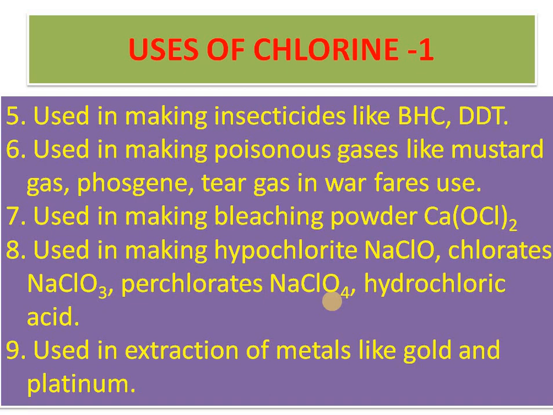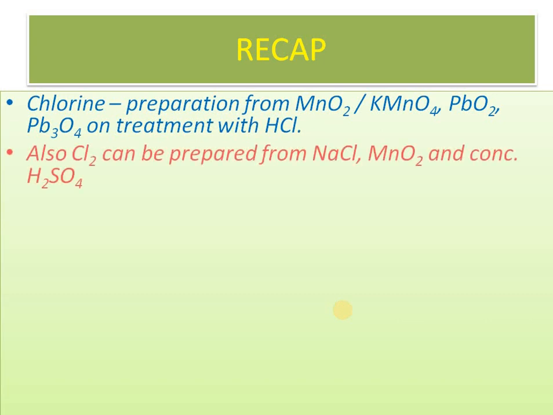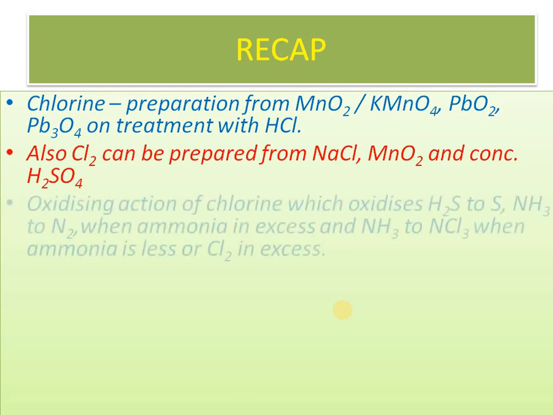So you should remember that with cold and dilute what was formed, hot and concentrated what was formed. Here it is a link. Perchlorate, NaClO4. Hydrochloric acid is used in extraction of metals like gold and platinum, and particularly HCl is used as a pickling agent. So summary for the topic which we studied just now: chlorine is prepared from manganese dioxide or KMnO4 or PbO2, Pb3O4 on treatment with concentrated HCl. Also chlorine can be prepared from NaCl, MnO2 and concentrated sulfuric acid.